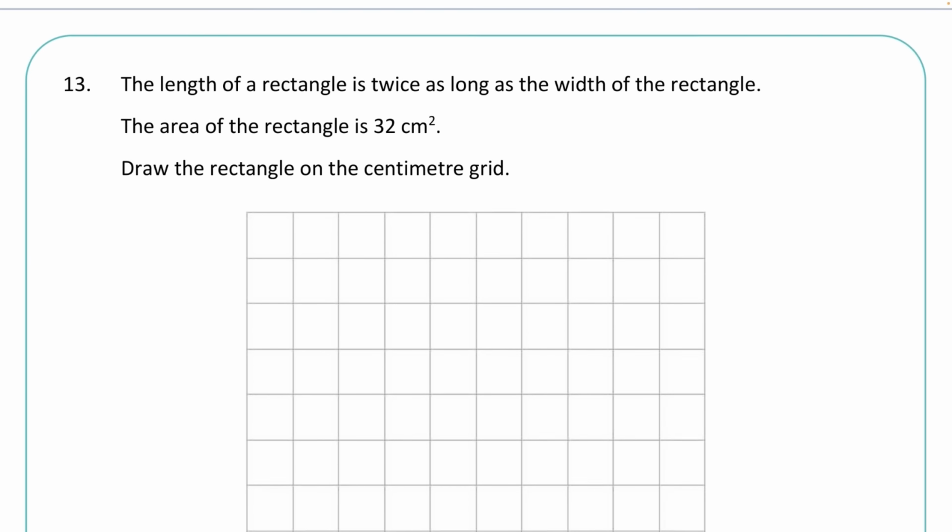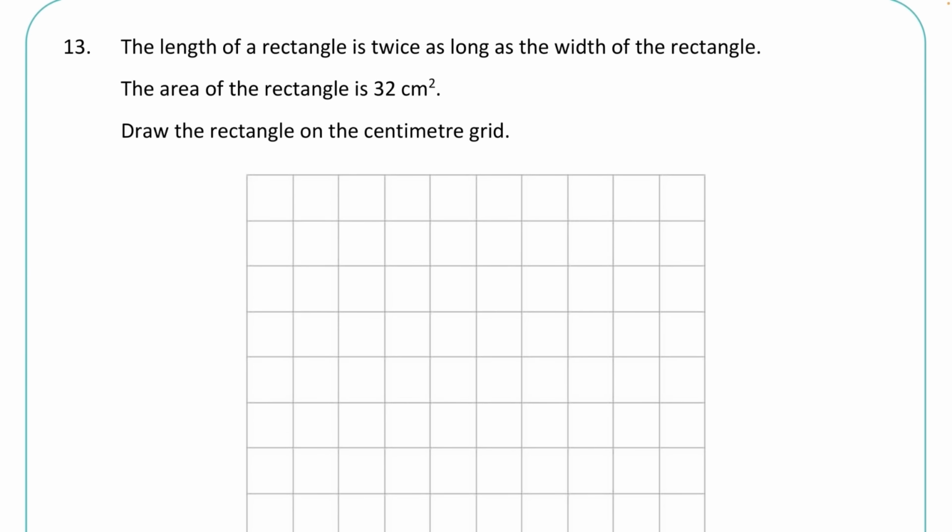On to question 13, it says here the length of a rectangle is twice as long as the width of the rectangle. The area of the rectangle is 32 centimetres squared. Draw the rectangle on the centimetre grid. So if we have a rectangle, the area of a rectangle is length times width. And it has to be two numbers that multiply to make 32.